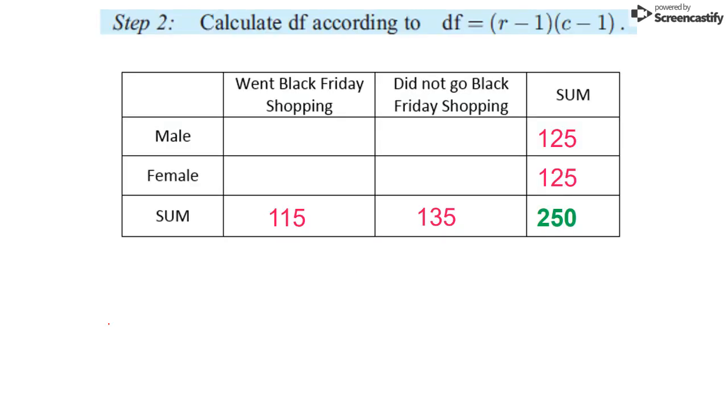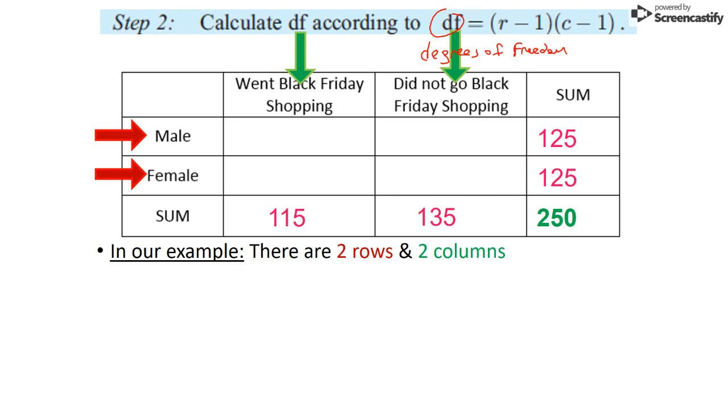Step 2, calculating our degrees of freedom. So degrees of freedom, that's what this little DF stands for. Okay, and the way I do that is with this little formula. And this formula says take the number of rows minus 1, so R minus 1, times the number of columns minus 1. So notice I have 2 rows, 2 columns. So 2 minus 1 times 2 minus 1 ends up being 1 times 1, which is just 1. So I have 1 degree of freedom. And that's important for us to know so that we can identify our critical value later on here.